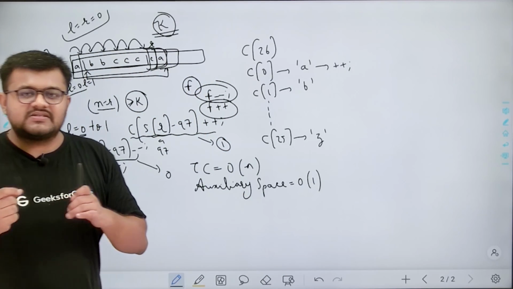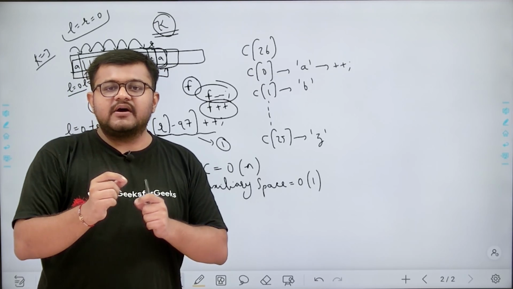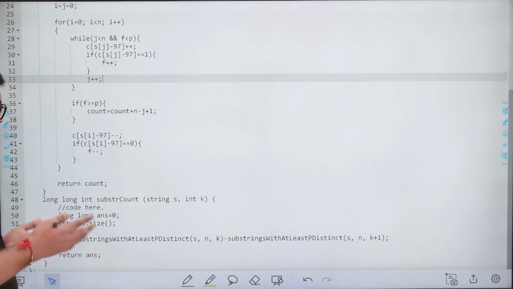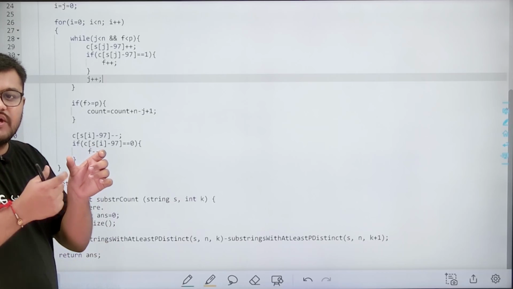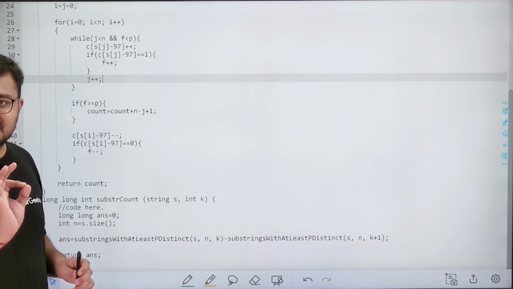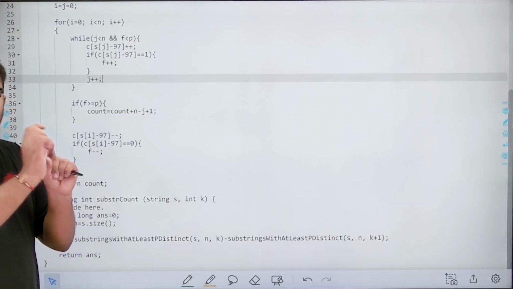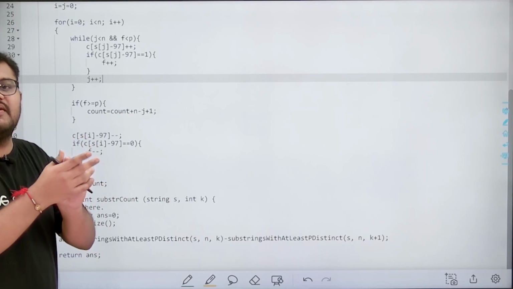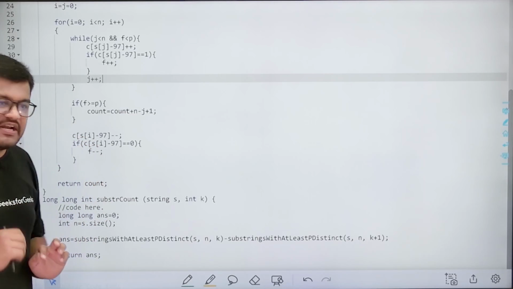Now let's look at its actual implementation, so that if you have any doubts, it will be cleared. So now if we look at the actual implementation, as I said, we will count the number of substrings with at least k distinct characters and subtract the count of substrings with at least k plus 1 distinct characters. Okay, and that will give us the count of substrings with exactly k distinct characters.